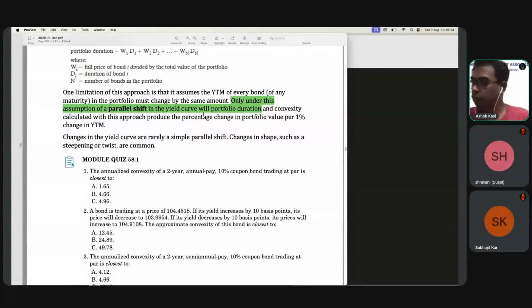Then parallel shift. Only under this assumption of a parallel shift in the yield curve will portfolio duration and convexity calculated with this approach produce a percentage change in portfolio value per 1% change. So one limitation of this approach, the limitation of duration, is that it assumes the YTM of every bond in the portfolio must change by the same amount.